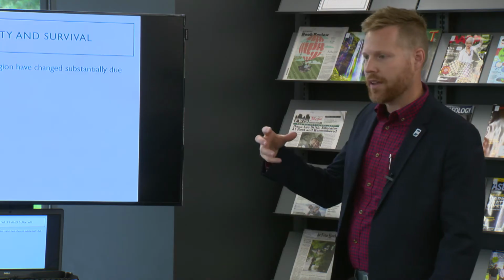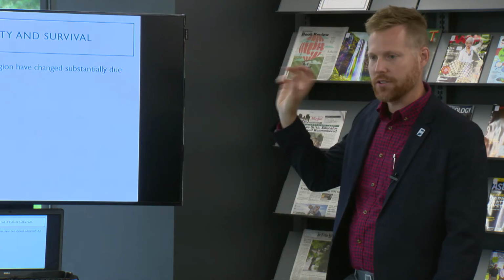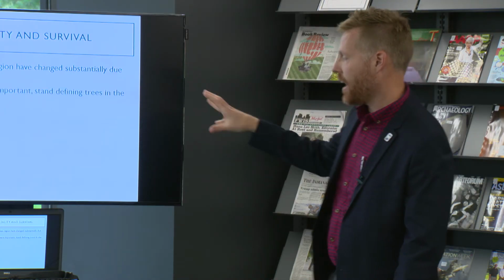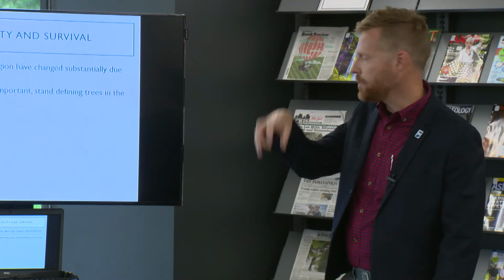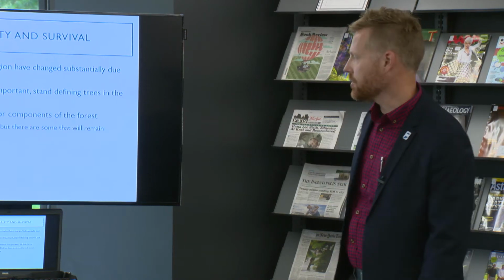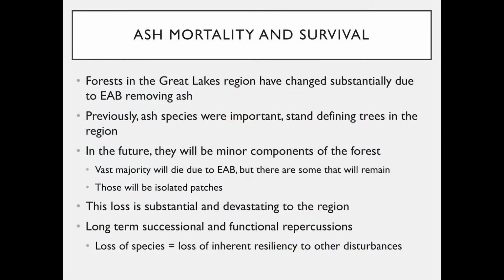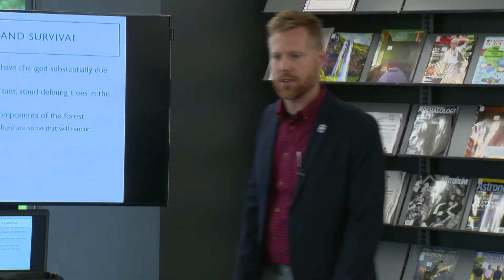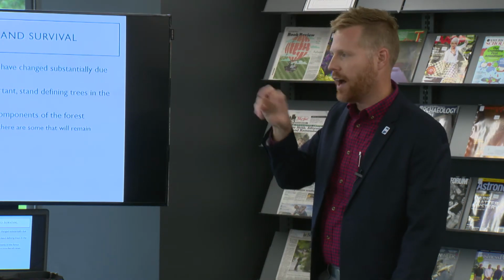So the big thing to take away from this is that these forests in the Great Lakes are changing substantially due to the loss of ash. Those ash species, green, white, and black, were very, very important. They were stand-defining species that basically define that three-dimensional space. And now, looking into the future, seeing where these forests are going, ash is going to be a small component of the forest. It's not going to be a key group of species that we once saw. And that's due to the loss as those trees are attacked by emerald ash borer. And so those places that we do have ash, they're isolated patches, they're not connected like they used to be.